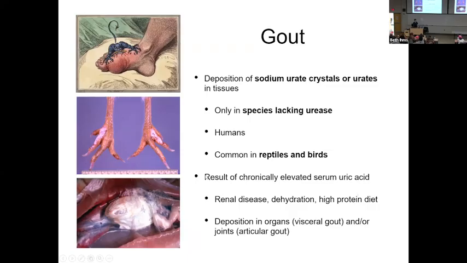So causes of elevated serum uric acid, this is a waste product, so you have renal disease, you're not able to excrete uric acid. You're dehydrated and you have an increased concentration of uric acid in the blood because you have less water, or you have a high protein diet, so you're consuming more things that are being broken down into urates. There are two forms, it can be visceral or articular, or both. So it can deposit on the surface of organs or in the joints.